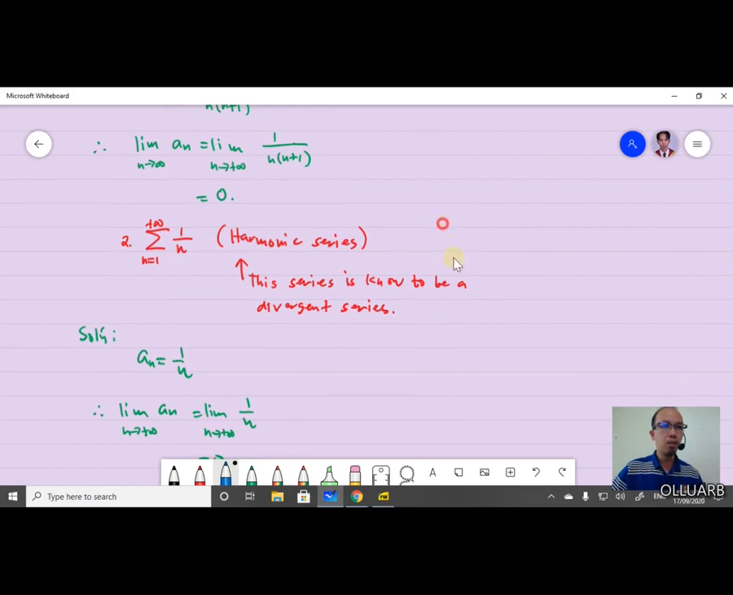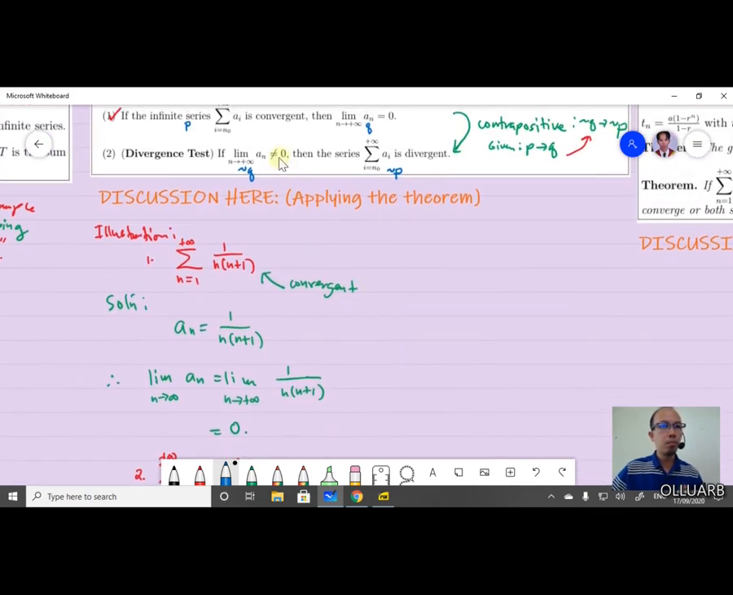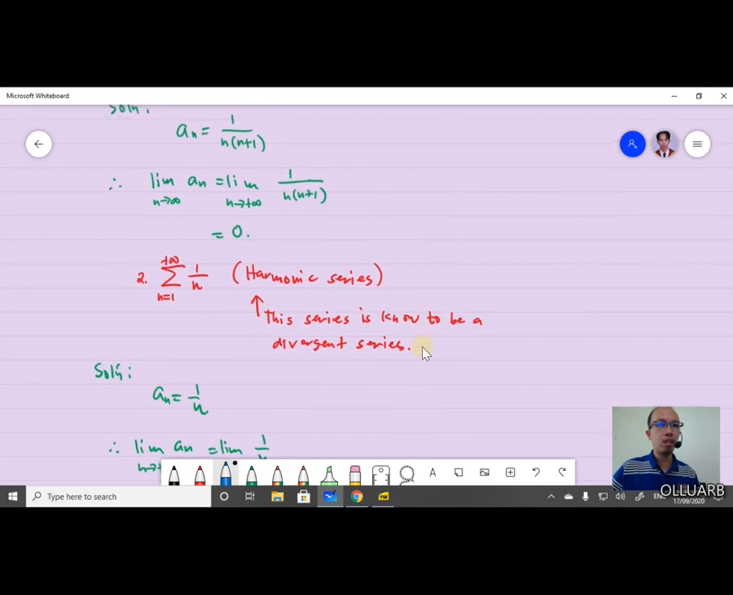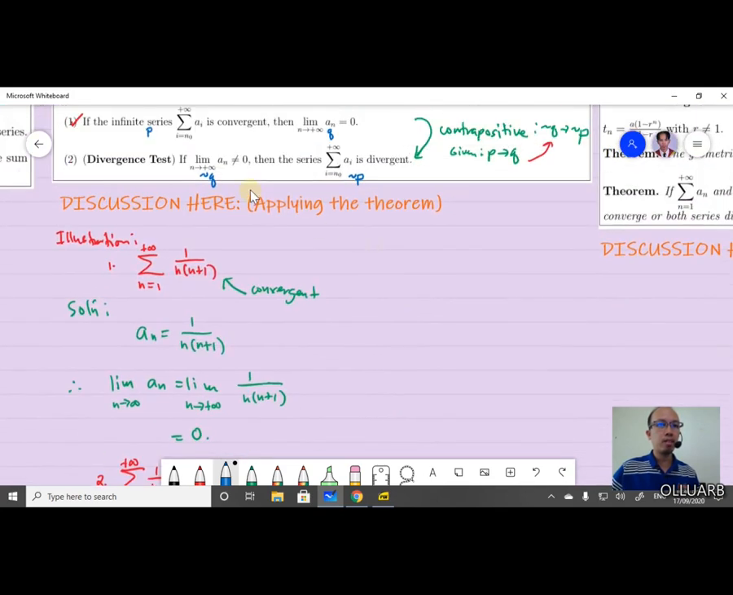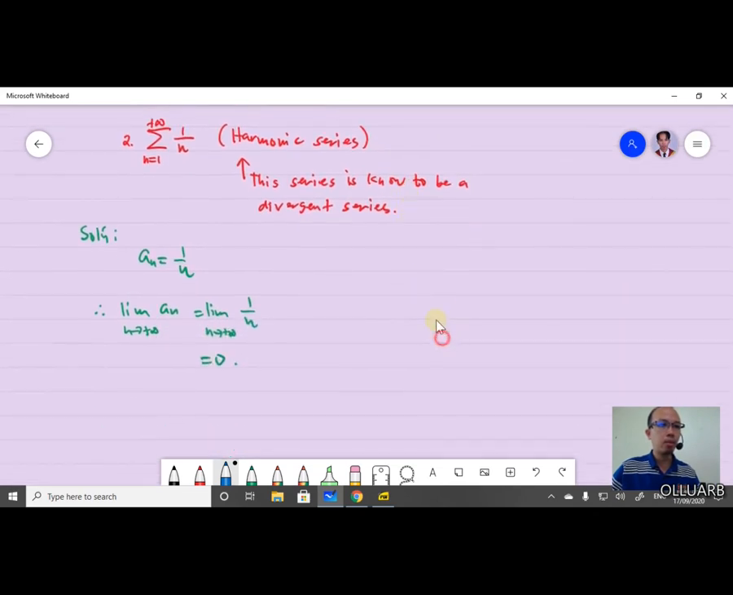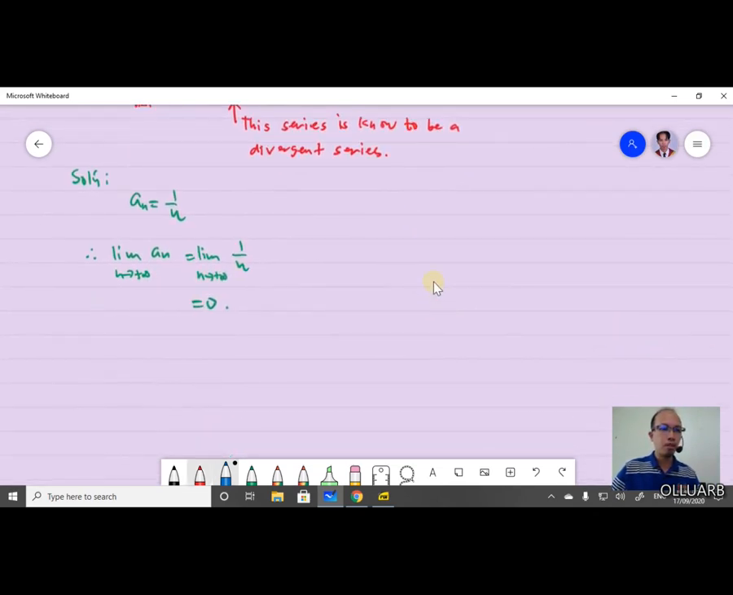Also notice that if the limit is equal to zero, then we cannot say that the series is convergent. It doesn't say that way. Just like the harmonic series, the limit of a sub n of the harmonic series is zero, but we cannot say that since it is equal to zero, it is convergent. No, not that one.